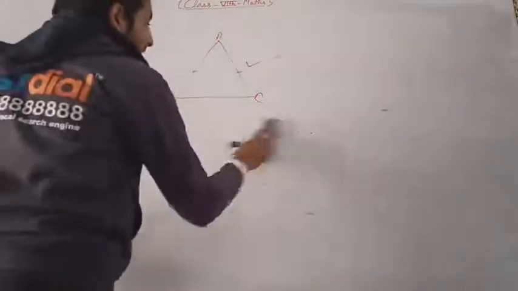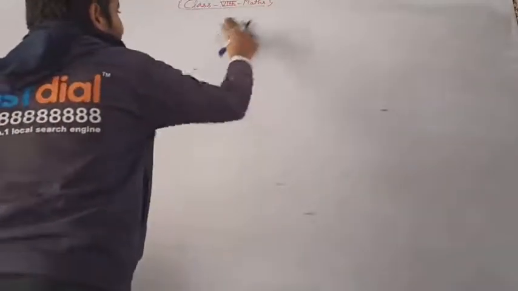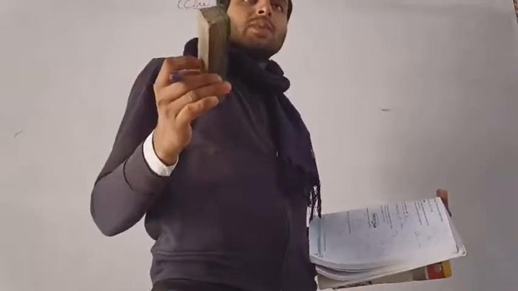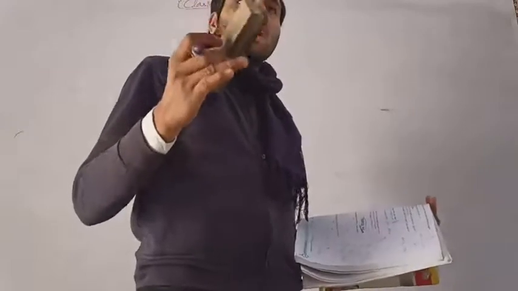Again, the scalene triangle. What is a scalene triangle? In a scalene triangle, none of the sides are same. That means all the sides are of different measure. That is said to be a scalene triangle. Okay.